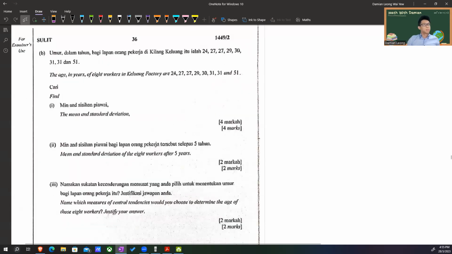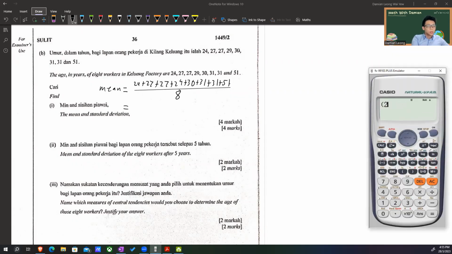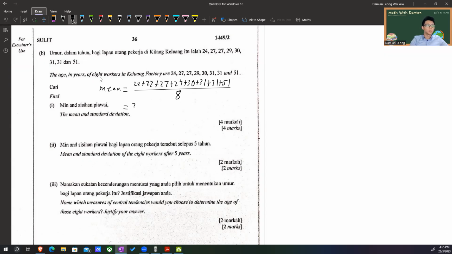Then part B, mean and standard deviation. Finding the mean is just adding up everything. 24 plus 27 plus 27 plus 29 plus 30 plus 31 plus 31 plus 51, divided by the count: 1, 2, 3, 4, 5, 6, 7, 8. They say 8 workers. So divide by 8. So 24 plus 27 plus 27 plus 29 plus 30 plus 31 plus 31 plus 51, divided by 8 is 31.25.